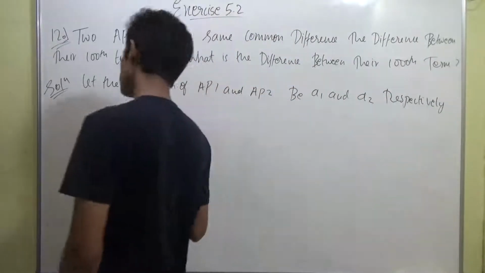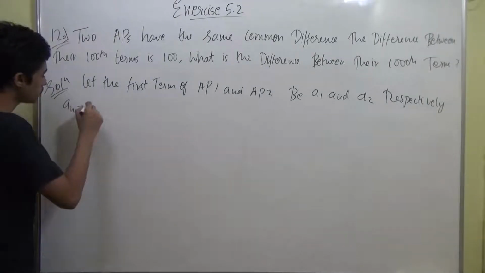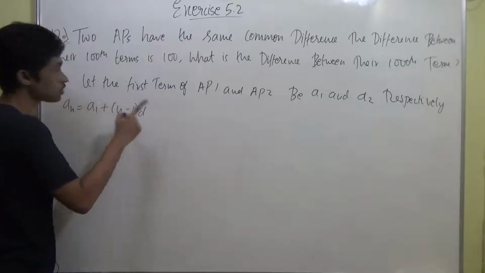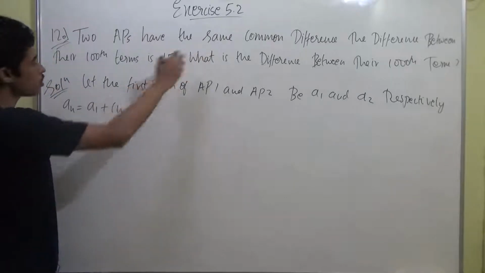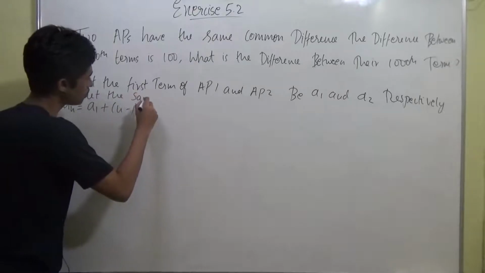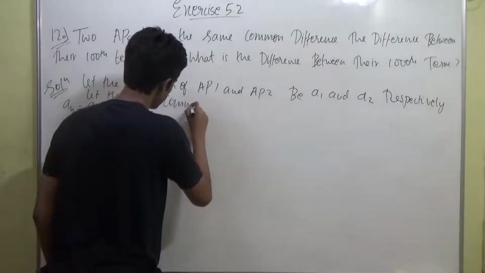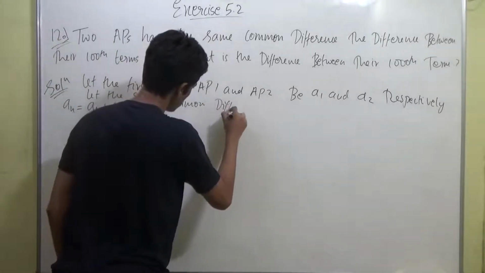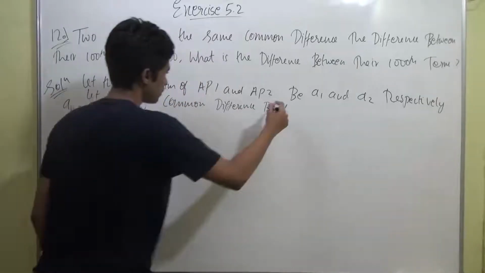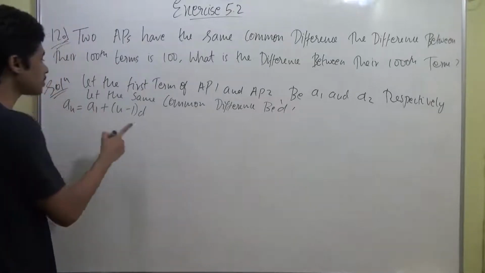So the first AP is going to be A of n equal to A1 plus n minus 1 into D. So the common difference is the same, right? They're saying the same common difference. So let the same common difference be D.